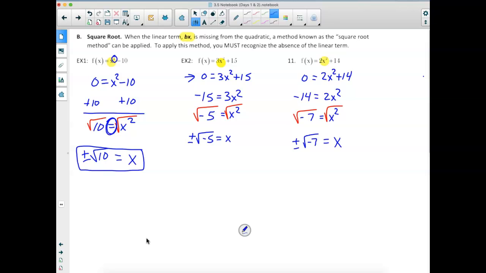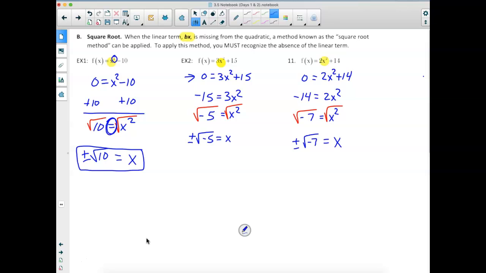Well, we subtract 15 across and we get negative 15 equals 3x squared. And divide by 3, that's why negative 5 equals x squared. And then to get rid of the x squared, we take the square root and we get x equals plus or minus the square root of negative 5.